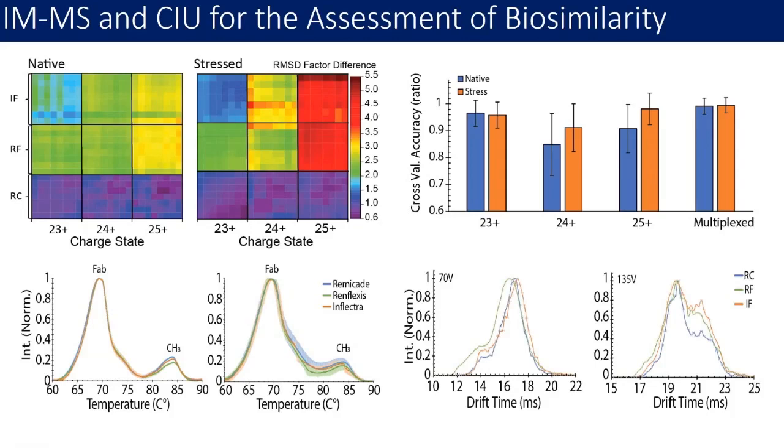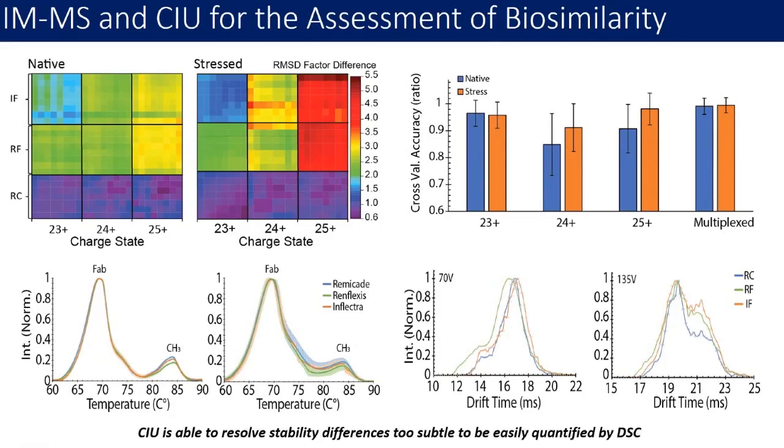But if you just look at individual slices from these drift time distributions that are collected from CIU data, you can see some pretty big differences associated with some of these biotherapeutics. And some of them, for example, this 135-volt slice here, you can use to parse between each of these different antibodies in both native and stress conditions. So again, the take-home message here is that CIU is able to differentiate some differences in stability that are simply too subtle to track using classical DSC type measurements.